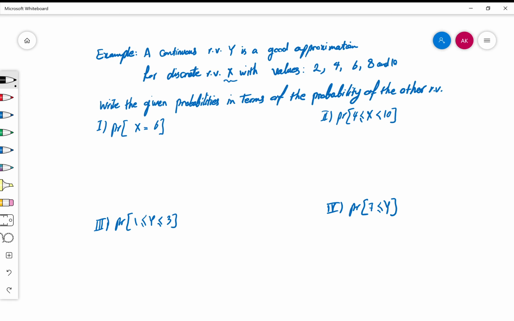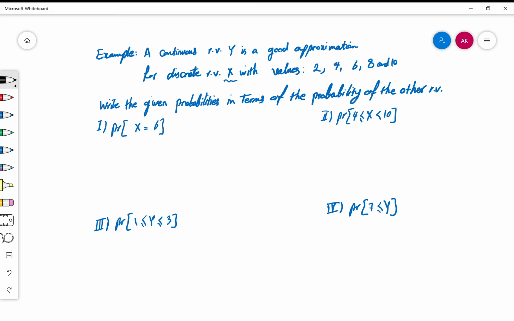Hi, in this video we will do another example for the cases where a continuous random variable is a good approximation for a discrete random variable. The question asks for finding the values, writing the given probabilities in terms of the other ones. Some of them are in terms of x, we have to write in terms of y, and some of them are in terms of y, we have to write them in terms of x.